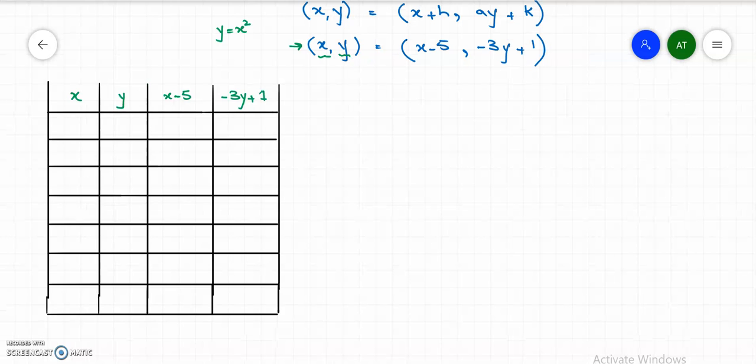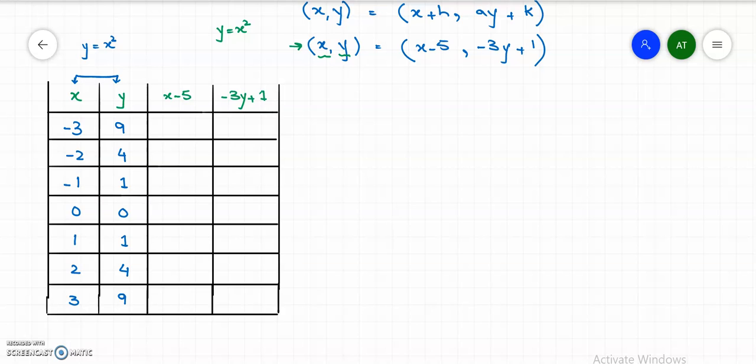Okay, I drew the table. Now let me fix the x values. I would like to fix x equals -3, -2, -1, 0, 1, 2, and 3. And let's solve for y. We know that the base function for the quadratic equation is y equals x squared. So how do we get the y values? We need to square the x values. So -3 squared is 9, -2 squared is 4, -1 squared is 1, 0 squared is 0, 1 squared is again 1, 2 squared is 4, and 3 squared is 9. Right? So we are done with y as well.